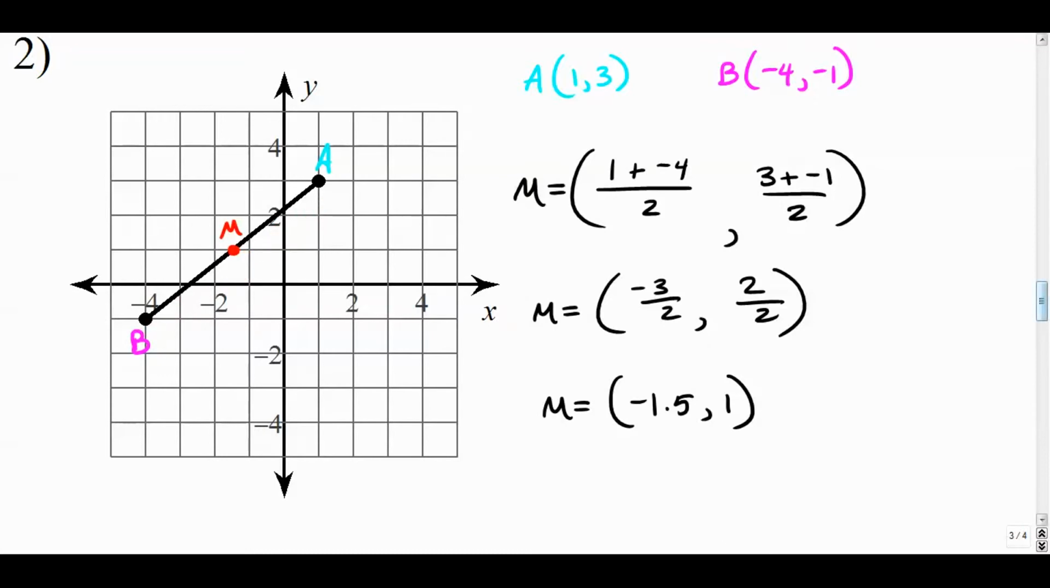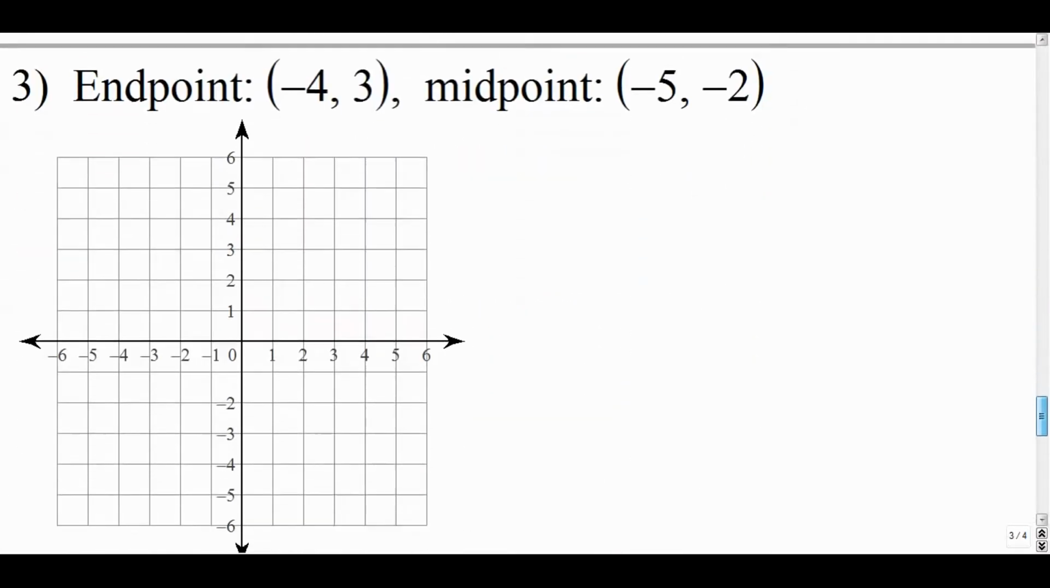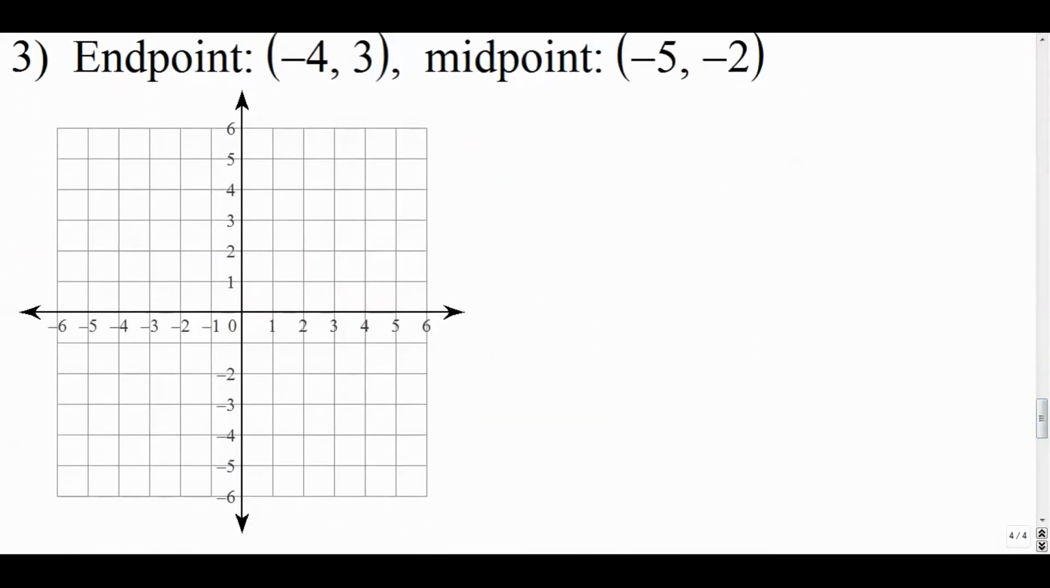Alright, so those are some pretty basic examples. What happens when we're actually given an endpoint and the midpoint and asked to find the other endpoint? And this is pretty important to graph this. So I'll plot this first endpoint in blue. I'll call that, I don't know, point E for endpoint. I'll put my midpoint in red, -5, comma, -2. And I'll put that as point M for midpoint.